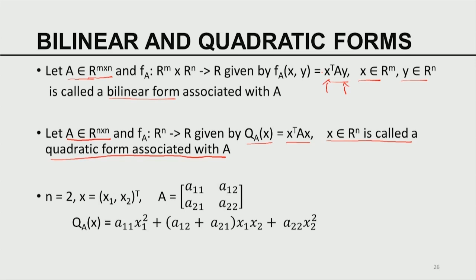So here is an example of a quadratic form. Let n be equal to 2, x be a vector (x1, x2). Let A be a matrix given by this. Q_A of x is equal to A11 x1 squared plus (A12 plus A21) x1 x2 plus A22 x2 squared. You can see the first term is quadratic in x1. This is quadratic in the product x1 x2. This is quadratic in x2. So this is an example of what is called a quadratic form. Quadratic forms are special cases of bilinear forms.